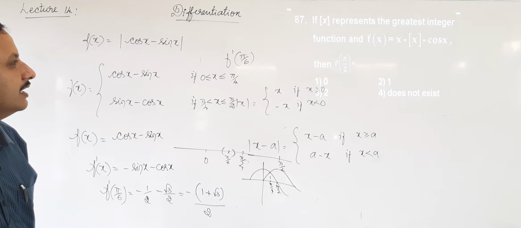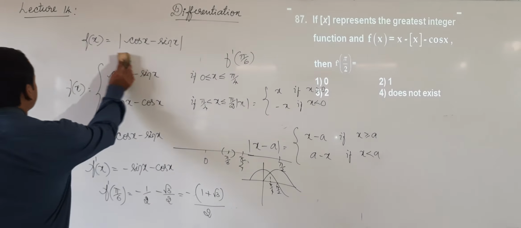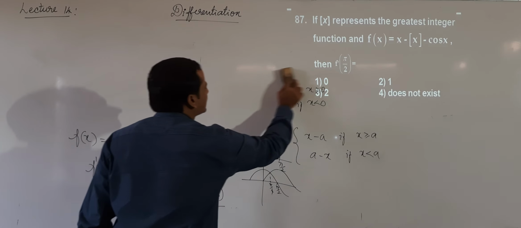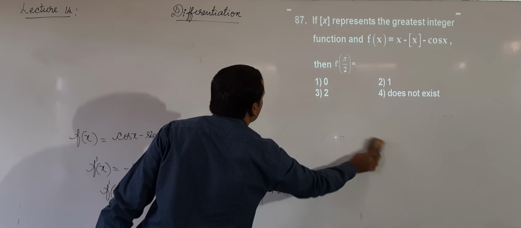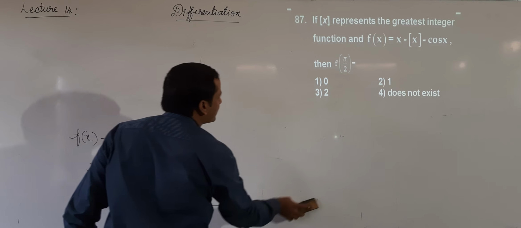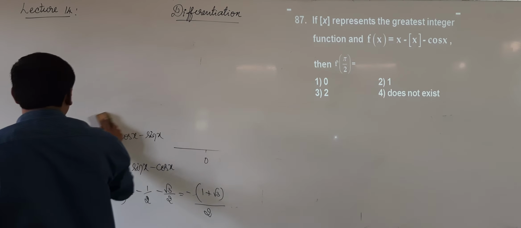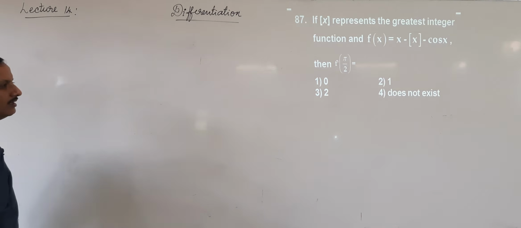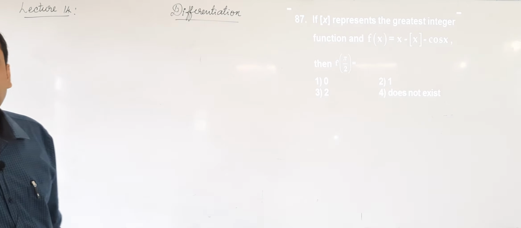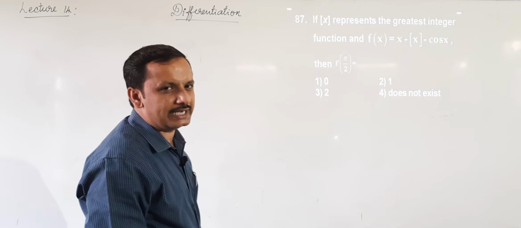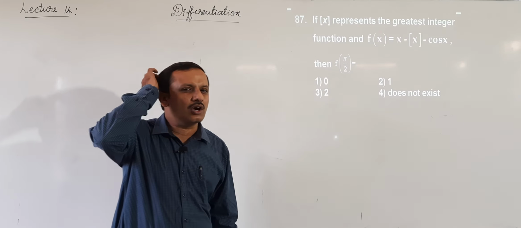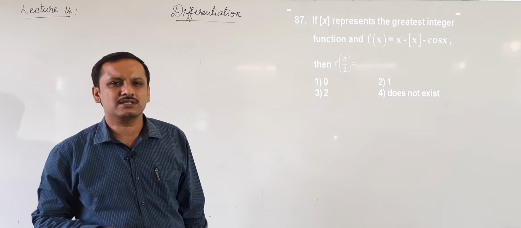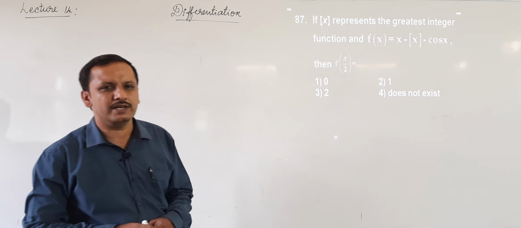Okay. After that, 87th question. If [x] represents the greatest integer function and f of x is equal to x minus [x] minus cos x, then f dash of pi by 2 is. The step function [x] is not continuous at all integers, and obviously therefore not differentiable at all integers, but everywhere else it is continuous as well as differentiable.